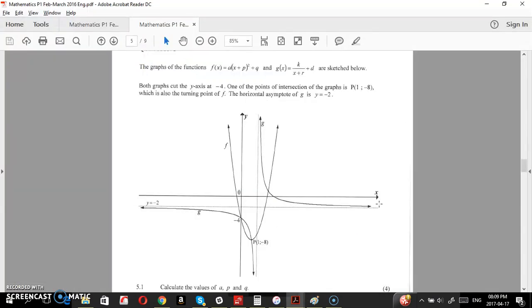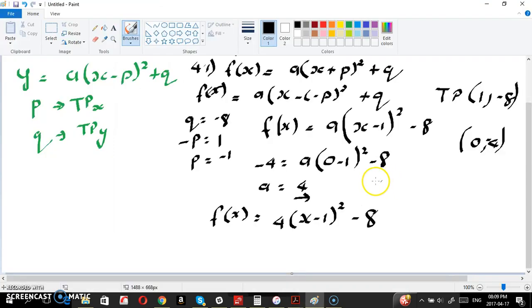Now you might want to check it, and how you could do it is you could substitute. Well, you've got 0 and -4, so the answer is correct. And that's my answer for 5.1.